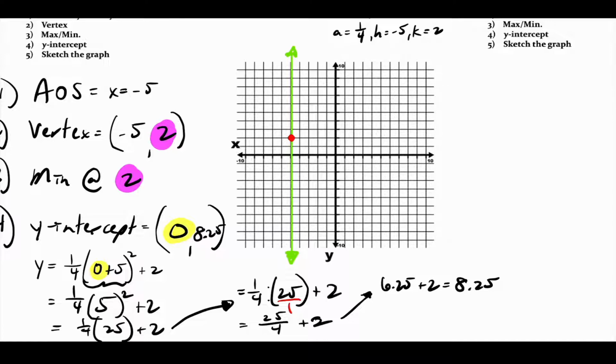Okay, go make a dot. 1, 2, 3, 4, 5, 6, 7, 8. A little bit higher. Going to do the same thing on the other side because it mirrors. So I'm 1, 2, 3, 4, 5 away from the line. So I got to go 5 away. 1, 2, 3, 4, 5. My dot's going to be right there.